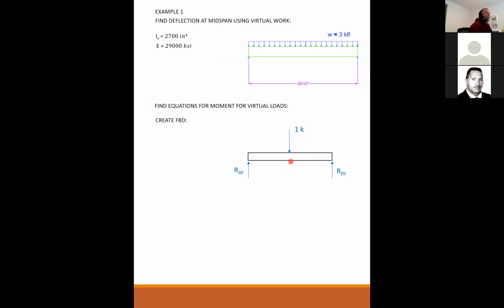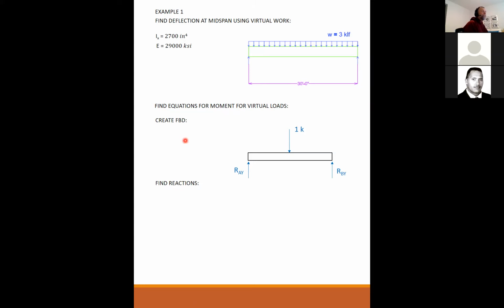So now I create a free body diagram. This is my virtual loading, and I have to solve for my reactions and my equations using this virtual loading. If, for example, I wanted to find the deflection at the quarter point, then I would have put the 1 kip load over here at the quarter point. So wherever you're looking for the deflection, you put this 1 kip load in the direction that you think it's going to deflect.